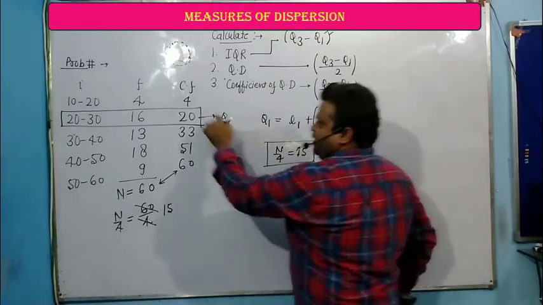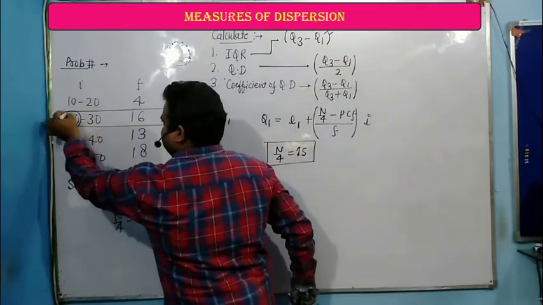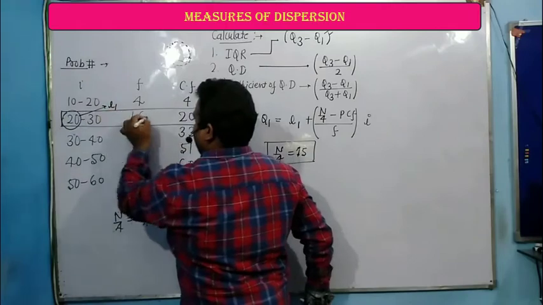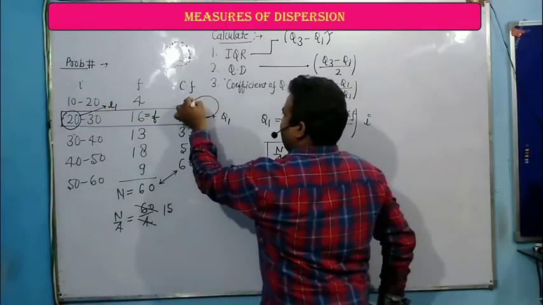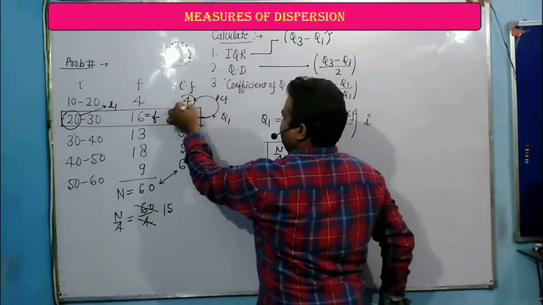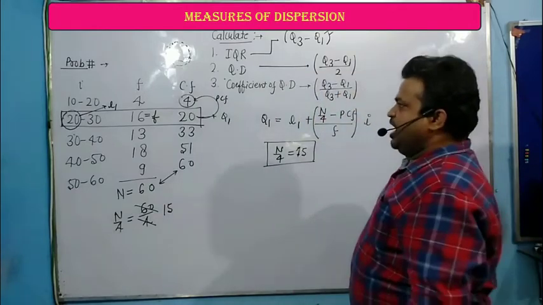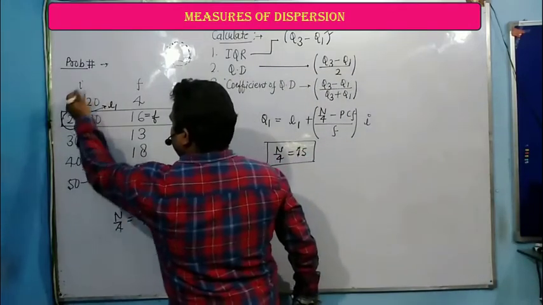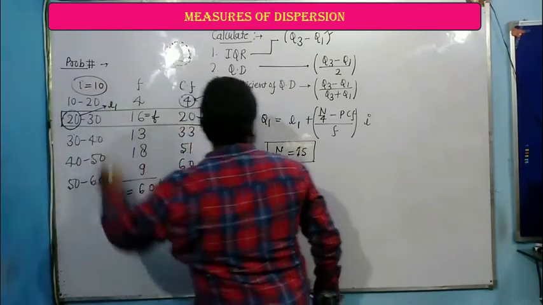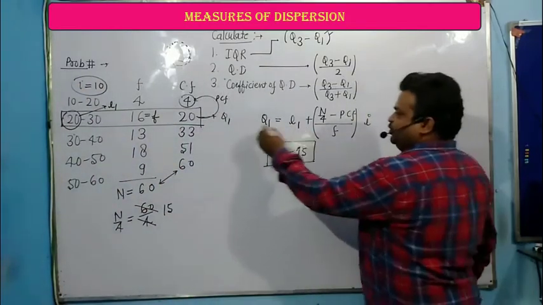Now in this selected class for Q1, this value is L1. This is my L1 value. This is my frequency value, and this 4 is the previous cumulative frequency. And what is I? I is the difference of these values, so my I value is 10 in this case. Now you put all these values in the equation.